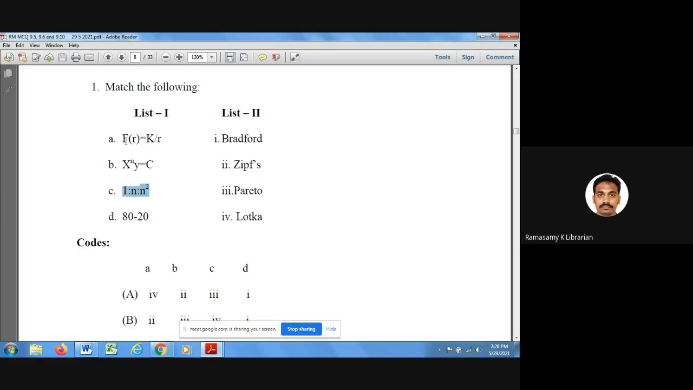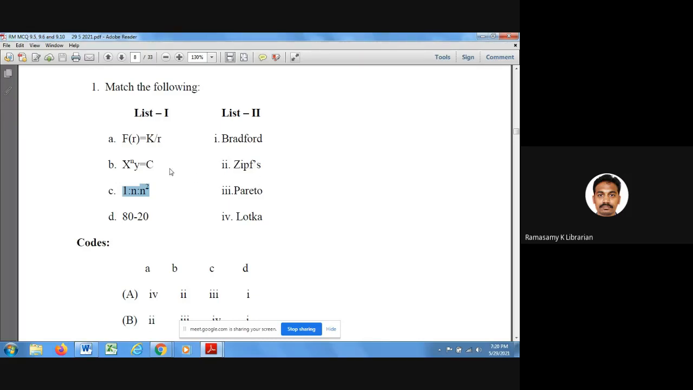What about the first one? F into R is equal to K. I think we already studied. K means constant. F means the frequency of a particular word as it appears in a text, multiplied by the rank we have assigned to that particular word in the text. So frequency into rank is equal to constant. So that is Zipf's law of word frequency, you know very well.